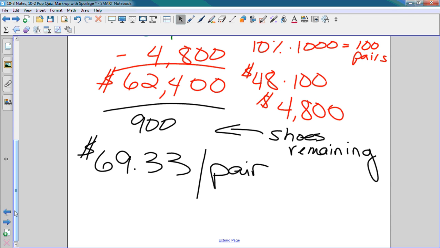It's just a lot of steps, but if you understand what you're doing, it's not too bad. Questions? That's it. Those are the 3 types of problems you're going to run into.